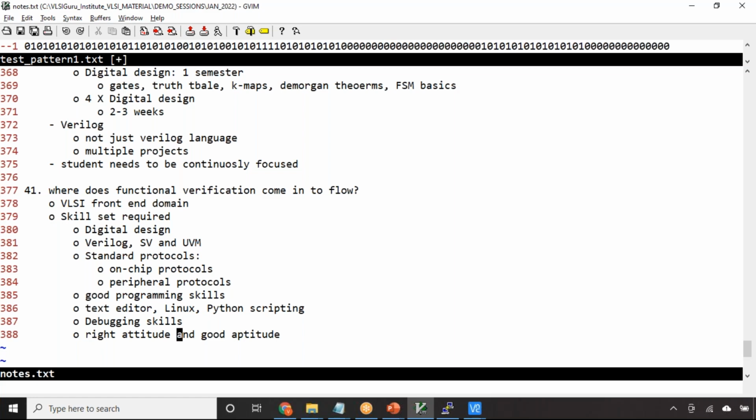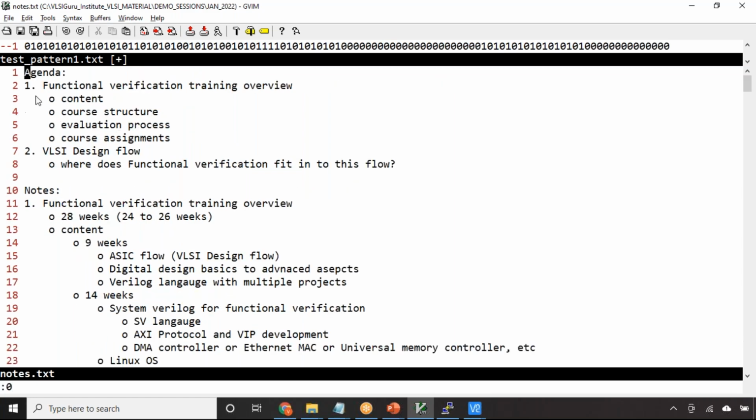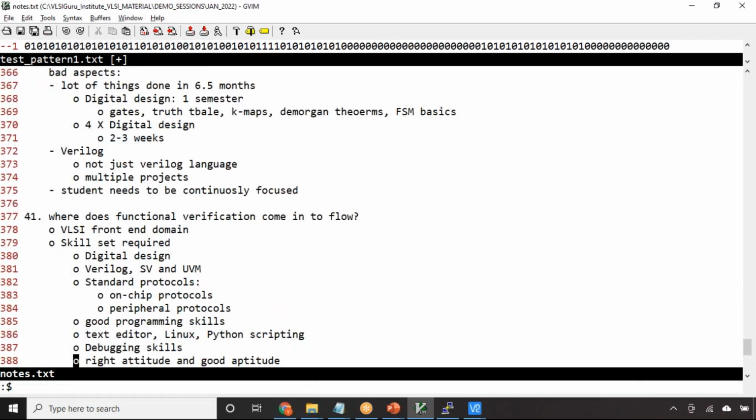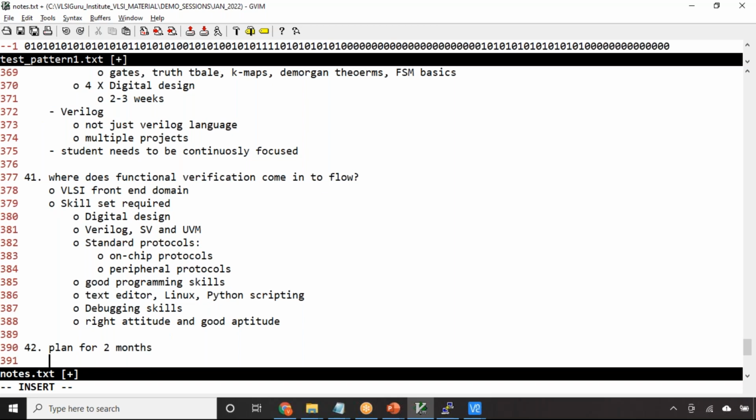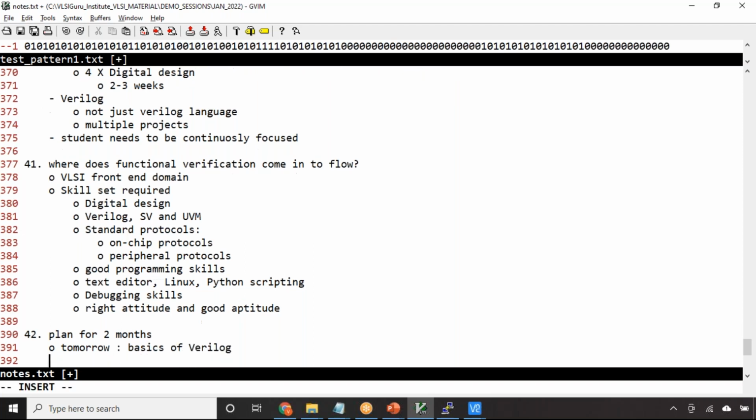Okay, so that was our agenda of functional verification training overview and design flow. Now let me give you a plan for the next 2 months, for the people who have already enrolled and for the people who want to enroll. Tomorrow we'll start off with the basics of Verilog for the next 1 or 2 days, just to understand what Verilog is, what is meant by Verilog code, and what is meant by a basic test bench.